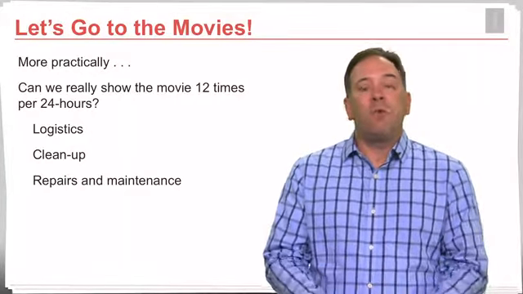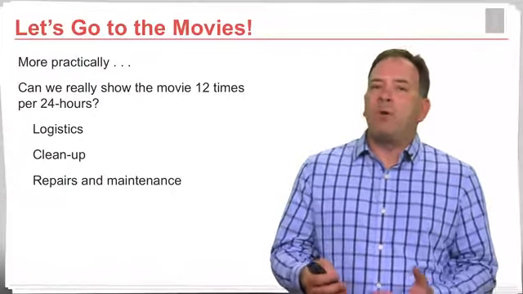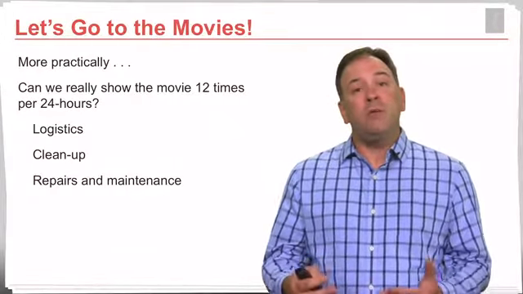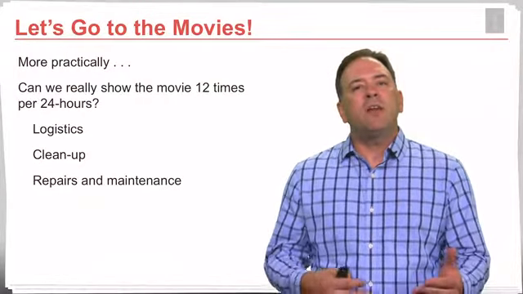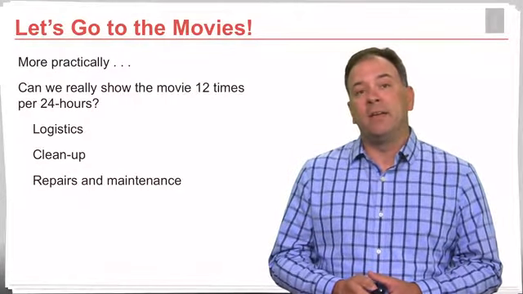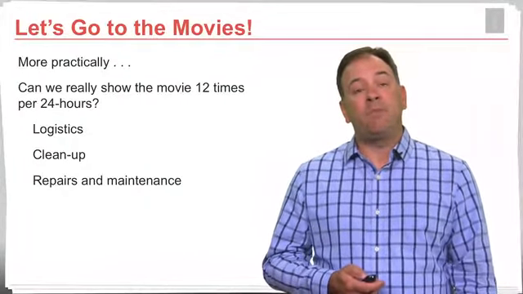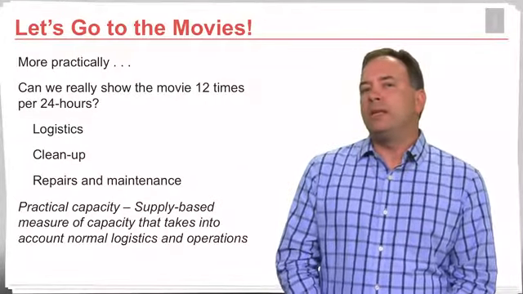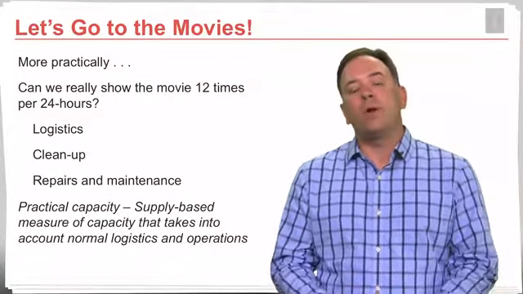We also have cleanup. I don't know if you've ever seen the floor of a theater after a movie showing, but it's not anything that you want to eat dinner off of. So cleaning up the popcorn and the spilled drinks and so on is necessary as well. And of course, the machinery that's required to show the movies needs repairs and maintenance. So obviously, there are these logistics and other factors that preclude us from reaching that theoretical capacity. And so we have a revised, more realistic measure of the amount of capacity that we could provide. And we've labeled that practical capacity. Again, that's more realistic. It's supply-based, and it takes into account normal logistics and other operations.